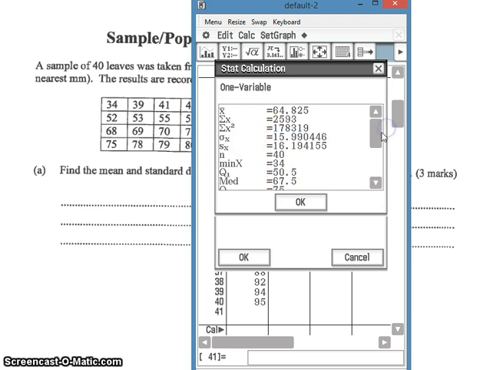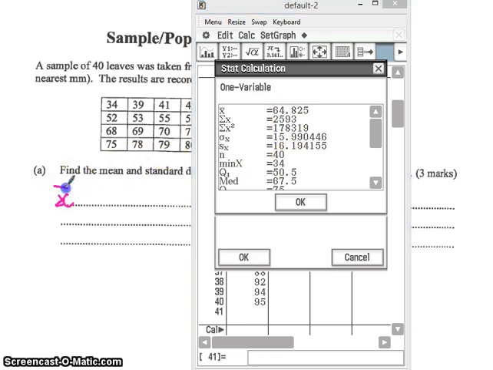That's mode frequency. The ones we're interested in here are x bar, which is the mean, so that's 64.825, and this one here, sigma x, which is 15.9904.